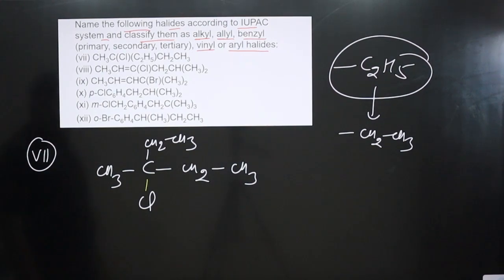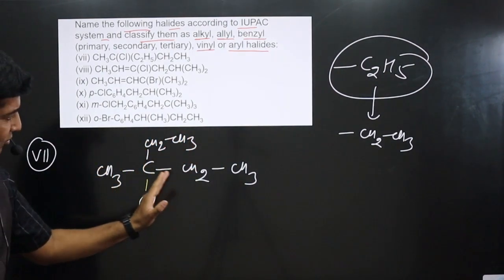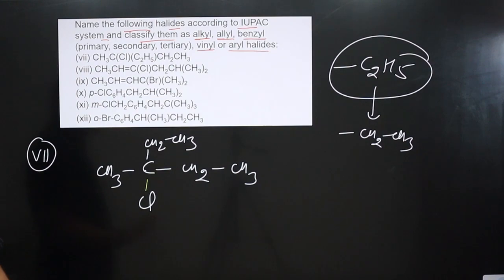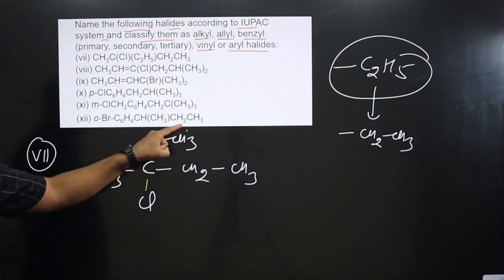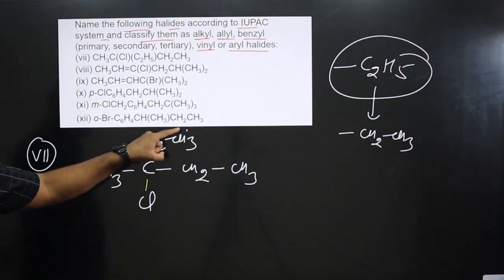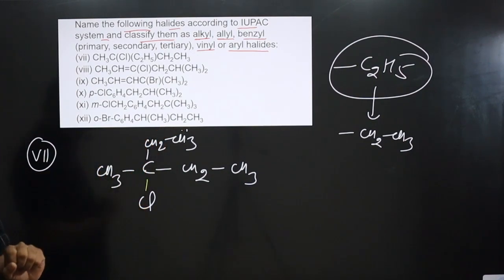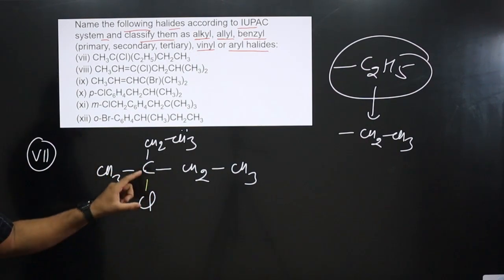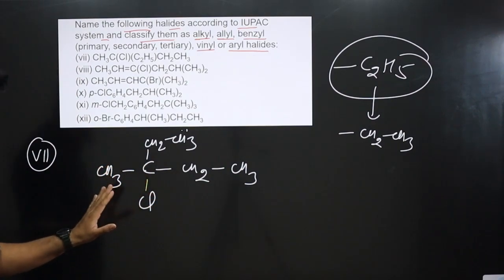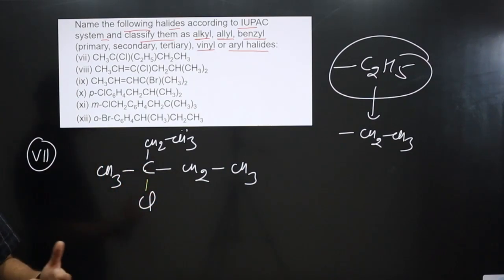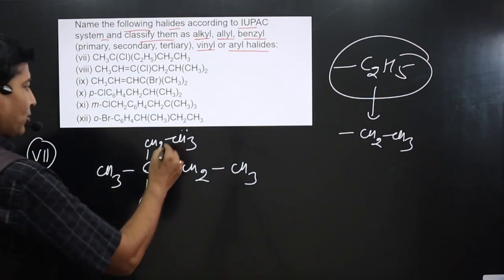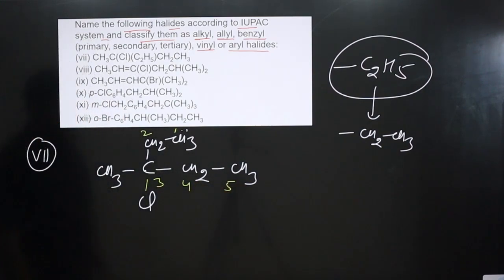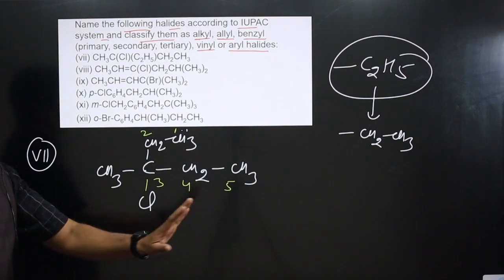Now we can go for the numbering. As you can see, this is the parent chain. How many carbons? 1, 2, 3, 4, 5 are there. Now the question is, should I start numbering from here or from this side? You can see 1, 2, 3, to the third carbon halogen is attached, and an alkyl group is also attached. So from both sides we are getting groups attached to the third carbon, then numbering can be done from either side. So let's say I do the numbering: this is 1, 2, 3, 4 and 5. So in the parent chain we have 5 carbons, pentane is there.